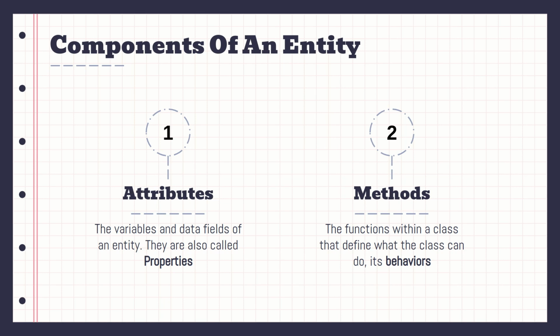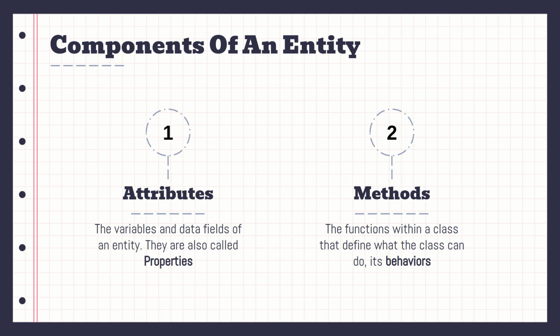What an object knows are called attributes, and attributes are basically variables or data fields within an entity. They're also called properties. We'll look at them in just a bit, don't worry. The other component of an entity is a method.